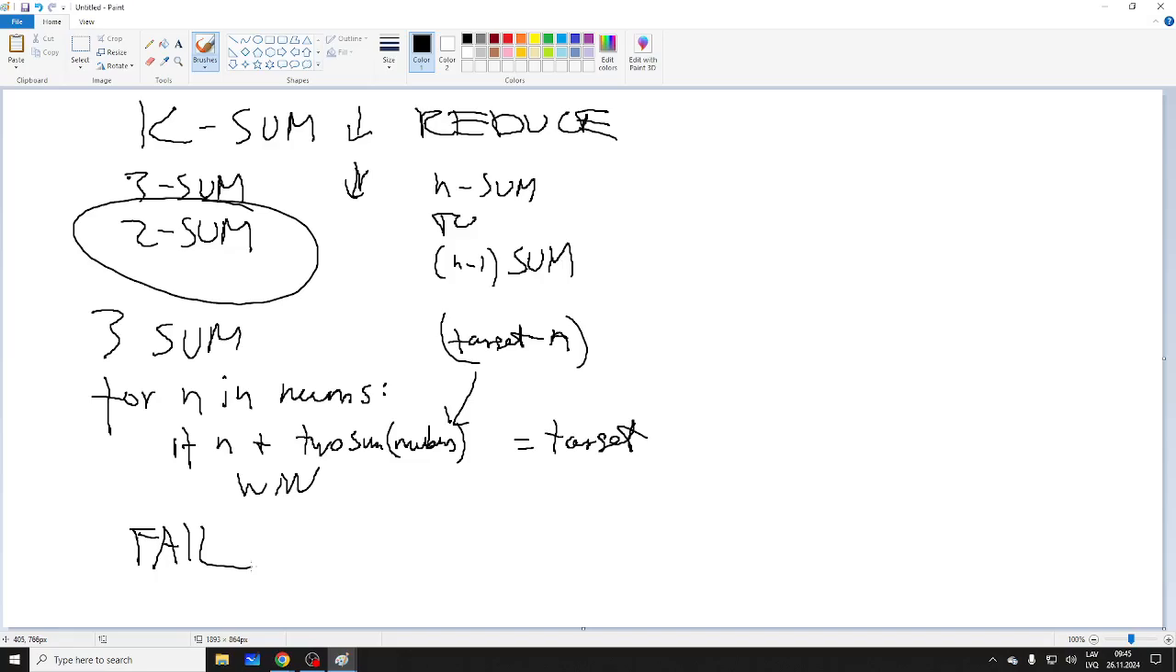So in this solution, as correctly pointed out, this is the general case, so O of n to the k minus 1. So for 8 sum, it would be O of n to the 7th. N to the 7th is kind of bad; that's pretty much not feasible.